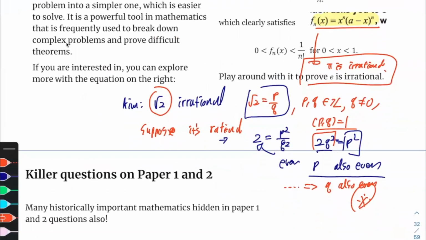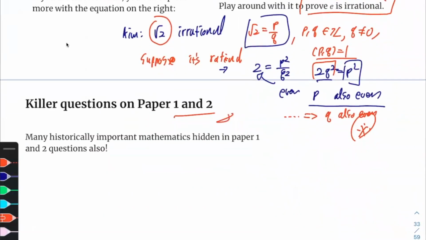But we don't have to be obsessed with Paper 3, because Papers 1 and 2 also have killer questions. There are many great questions, but there's a reason for that. There's a reason why that question was made: they want to pay respect to what has already happened in the past. That is a very, very important concept. So let me quickly show you.